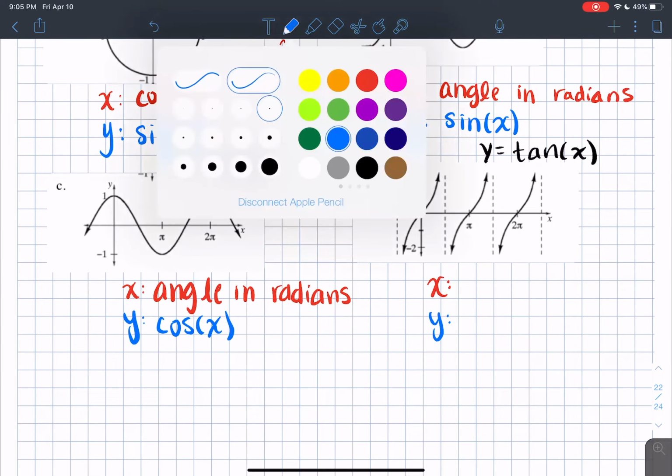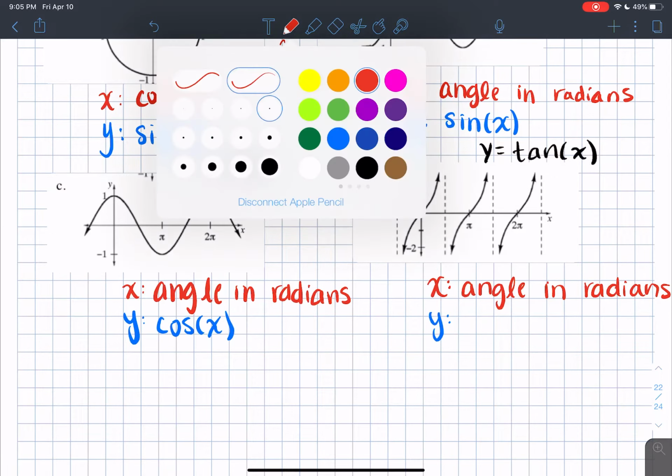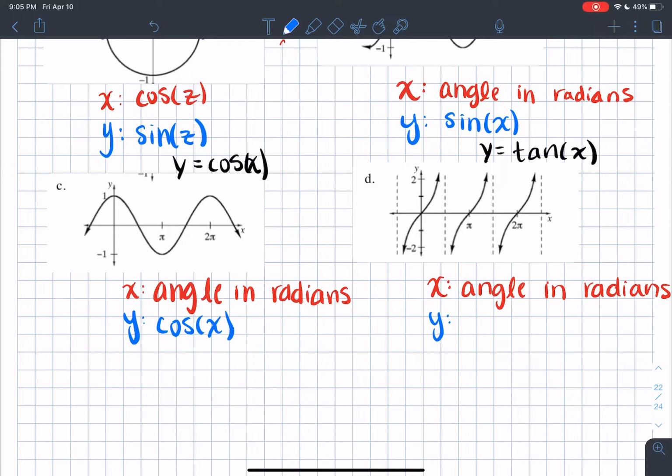In part D, x is once again the angle in radians for that tangent graph. And y is tangent of x. So tangent of that angle. So go ahead and pause the video to check your answers now.